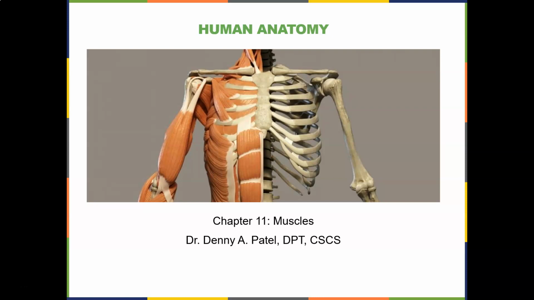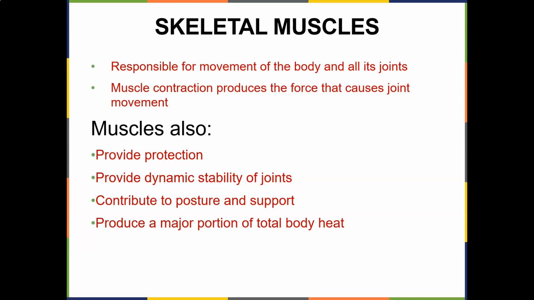Okay, class, we're going to start the muscles, give you a brief introduction to muscles, and then go into specific muscles of the head and neck. Now, skeletal muscles are responsible for movement of the body and all its joints. Muscle contraction produces the force that causes the joints to move. Muscles also provide protection, provide dynamic stability of joints, contribute to posture and support, and produce a major portion of the total body heat. Now remember, joint ligaments provide static stability, but muscles provide dynamic stability.